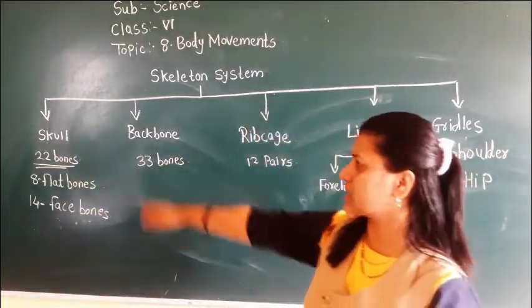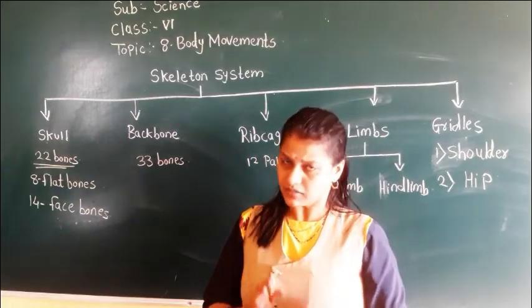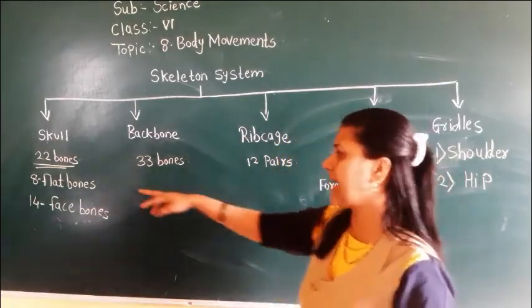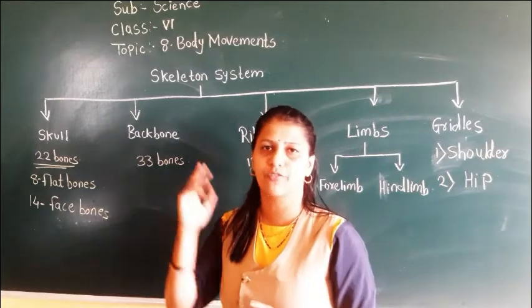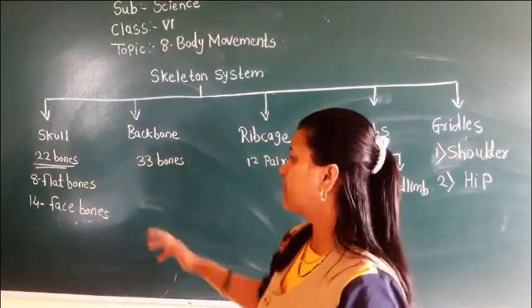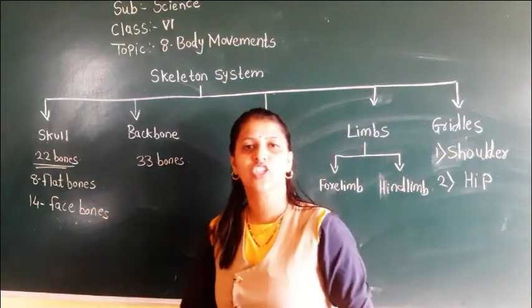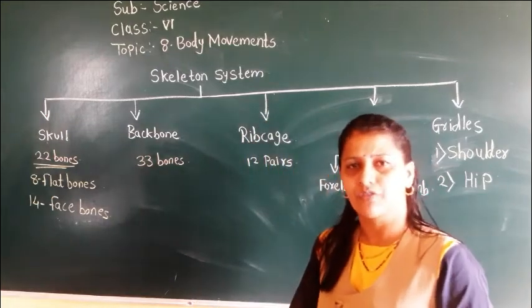Are you getting this? So this was about the skull. There are 22 bones. Of these, 8 are flat bones which cover the brain, and 14 bones give shape to our face.